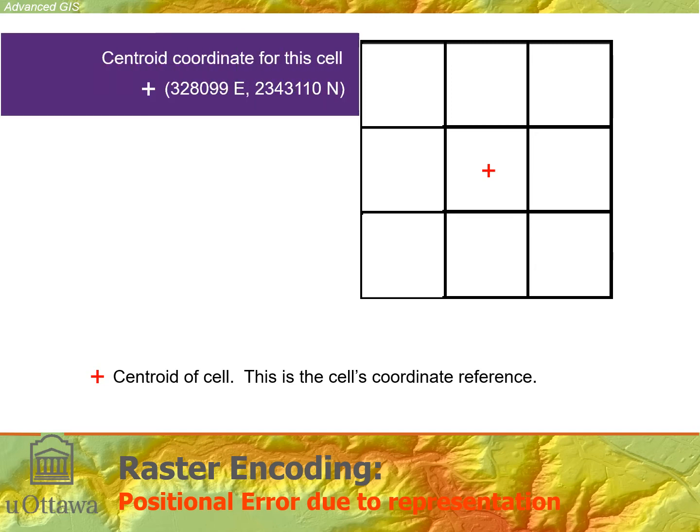The coordinate for the centroid is these values. So we have an easting and a northing, and these are in meters. So they're quite large values because of the coordinate system that's being used for this raster.